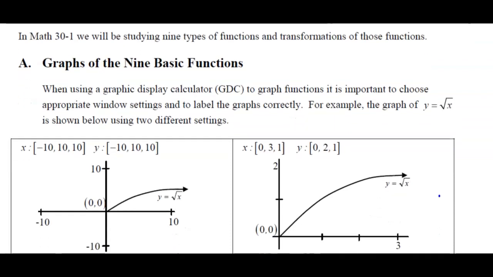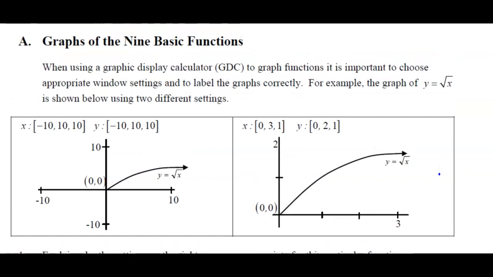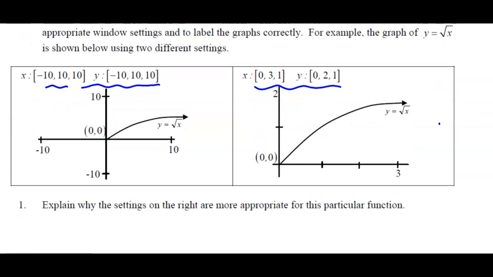So, as it says, you can use your calculator to help you out with all of these. Take a look at the first one. It says, when using a graphic display calculator to graph, it's important to choose an appropriate window. That's pretty much the biggest difficulty a lot of students have, getting the right window. Here's the same function, but with two different window settings. So remember, we often show them, even though it's vertical in your calculator, we write them out horizontally to save space. So same function, different window settings. And it says, explain why the settings on the right are more appropriate for this particular function. So basically, you want the function to fill up as much of the screen as possible.